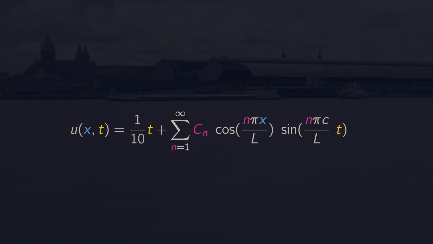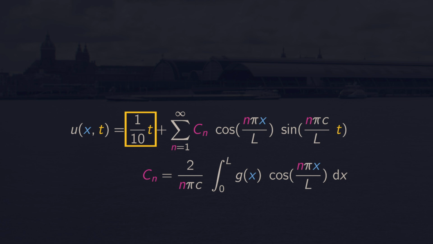Let us examine the solution you have just derived. The first part of the solution is a constant, multiplied with time. This part indicates the average velocity of the bar. The part after the summation will describe the deformation of the pile per mode.